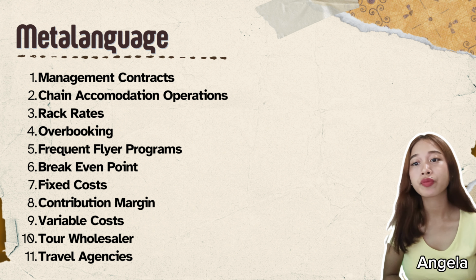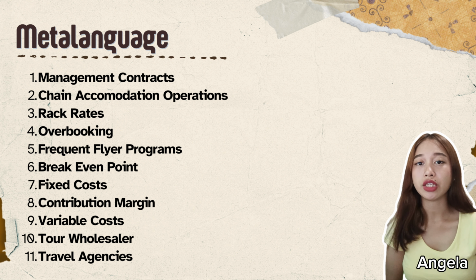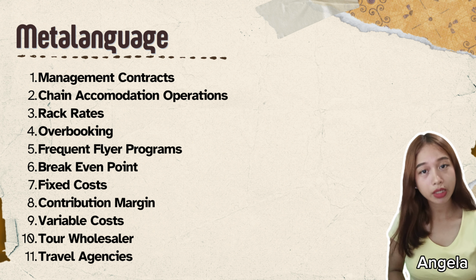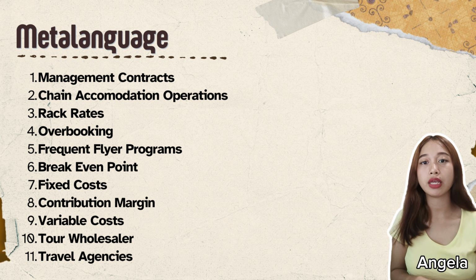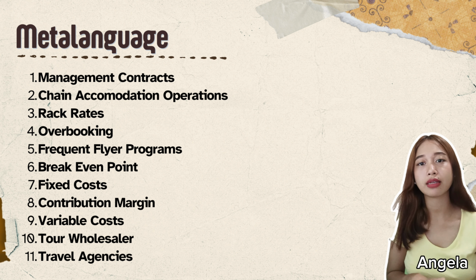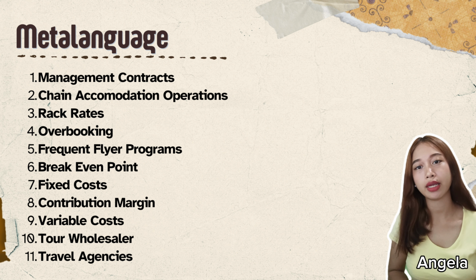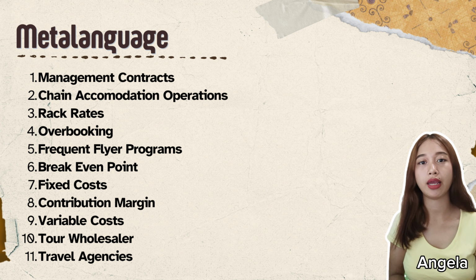And lastly, number 11, travel agency. The primary role of a travel agency is to help people make travel arrangements, which might include booking flights, hotels, sightseeing tours, and making dining recommendations. A travel agent assesses each customer's unique needs, preferences, and budget to ensure that their trip goes as smoothly as possible.